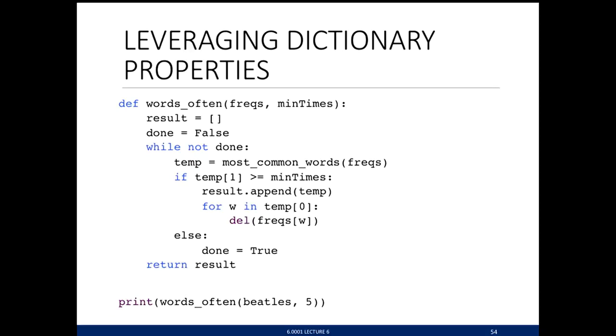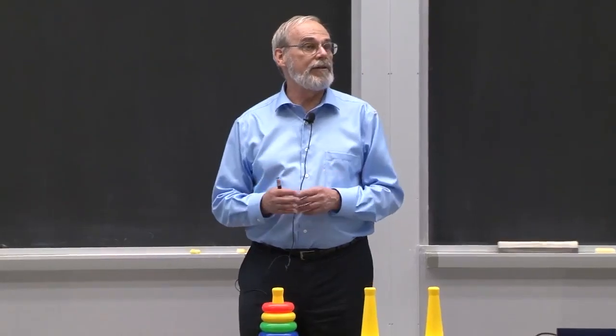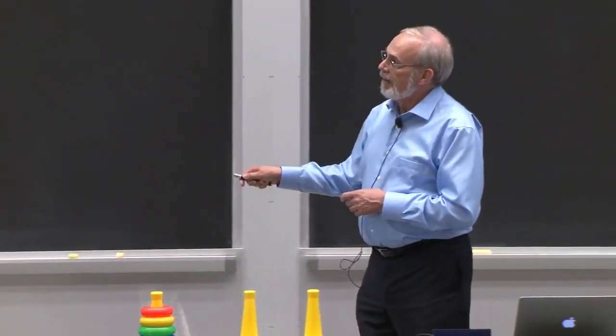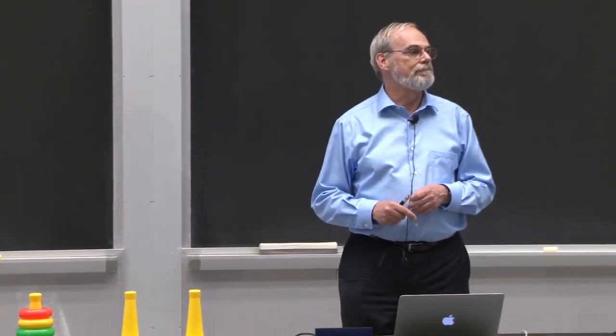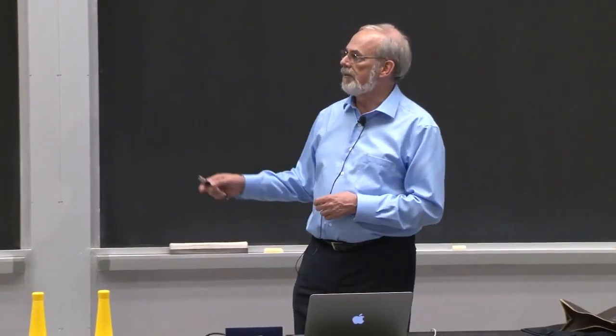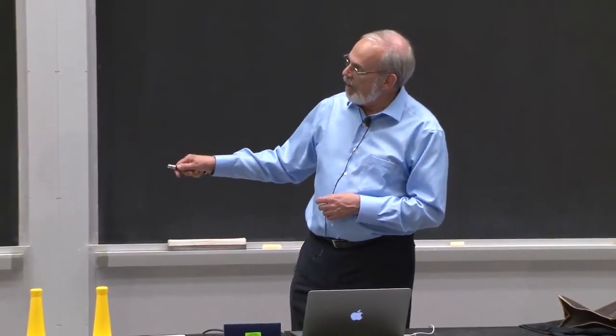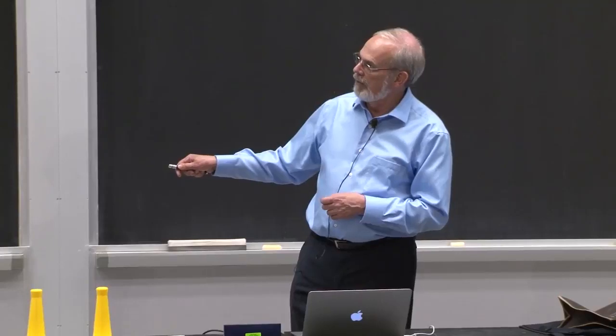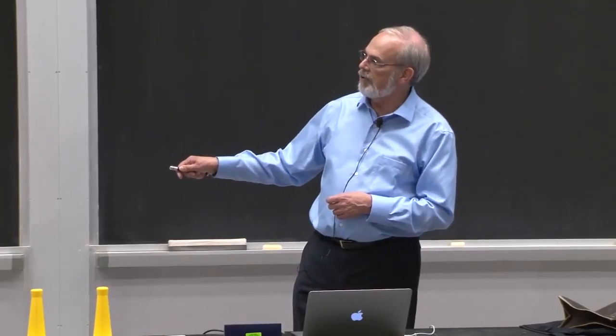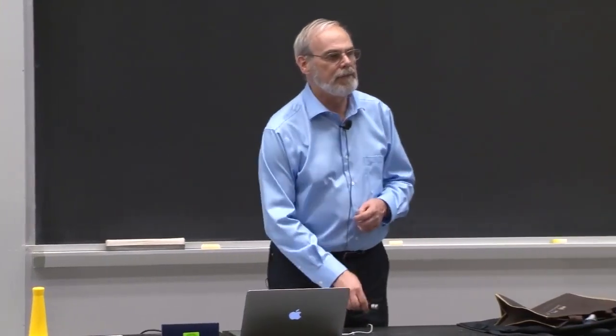And then the best part is I'm now going to walk through all the words that appeared that many times and just delete them from the dictionary. I can mutate the dictionary, and by doing that, I can go back around and do this again. And it will pull out how many times has this appeared and keep doing it. If I can't find any more, I'll set the flag to true, which means it will drop out of here and return the result.